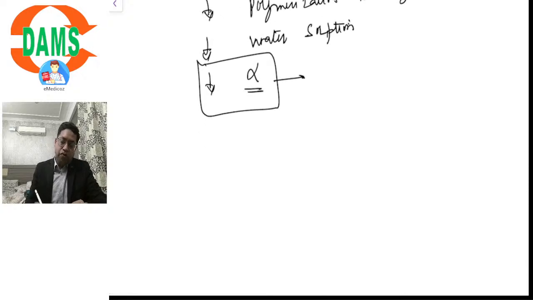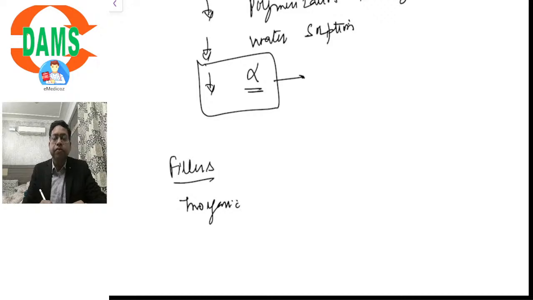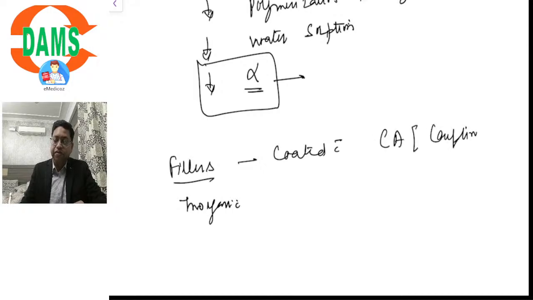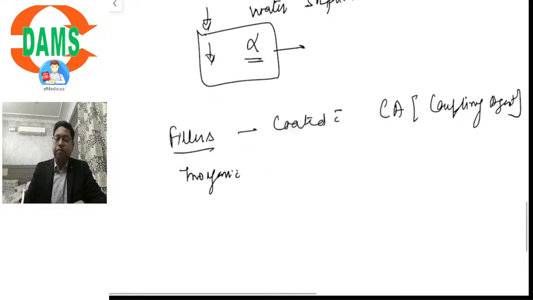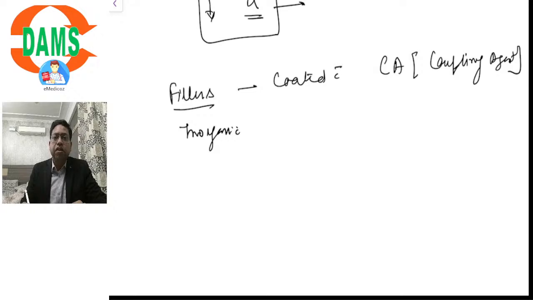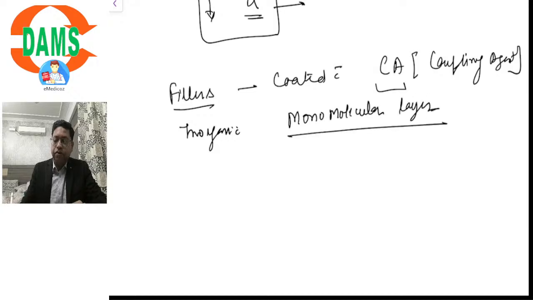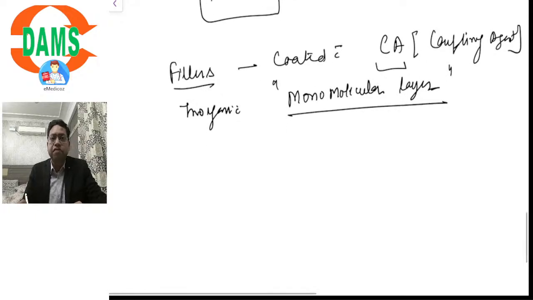Okay. Now we know that these fillers are inorganic. They are coated with a coupling agent. Ca stands for coupling agent. We need to bond the inorganic fillers with the organic matrix. So the fillers are coated with a coupling agent, mostly present as a monomolecular layer on the surface.